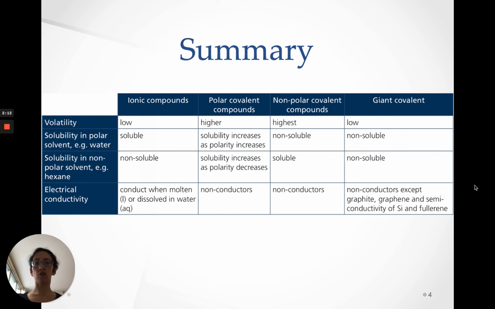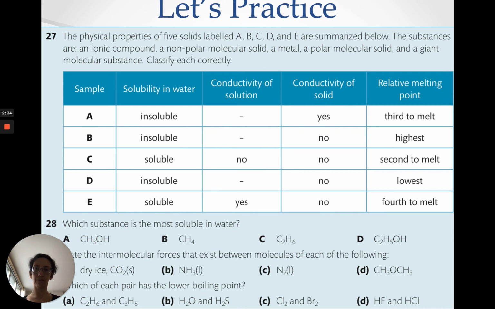So this is the chart. This is the main point of this lesson: being able to compare ionic compounds, polar covalent compounds, nonpolar covalent compounds, and those giant covalent compounds that we learned about in lesson 6, I think. So this is the chart, this is the lesson. Just make sure that you commit this to memory and can answer some questions.